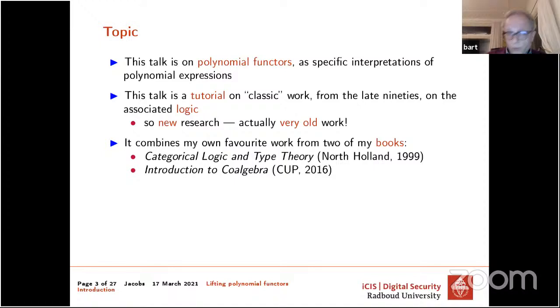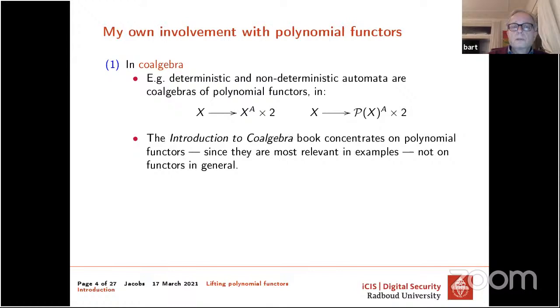So what's my own involvement with polynomial functors? Well, one strand is very much in coalgebra, the style that Helle talked about, where these polynomial functors end up as the codomains of coalgebras, which capture the type of computation involved.